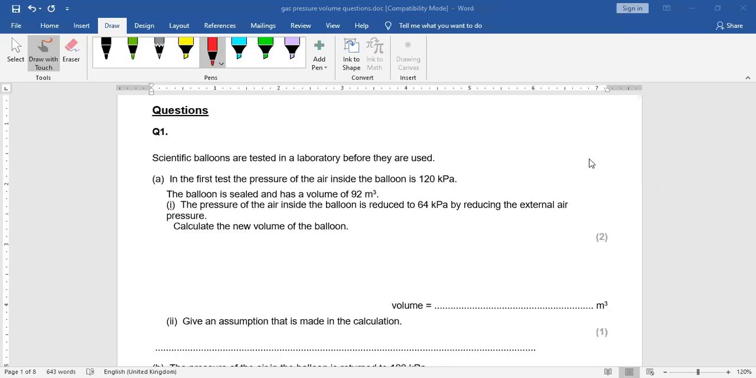In this video, I'll try to discuss the equations of ideal gases. As we know, the formula of ideal gases is the pressure multiplied by its volume over temperature is a constant.